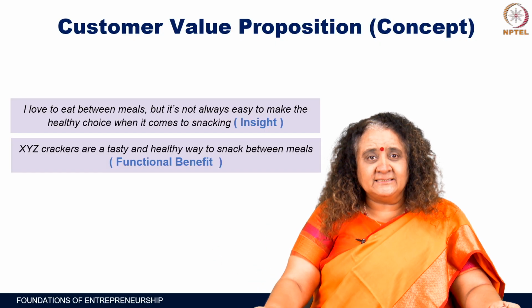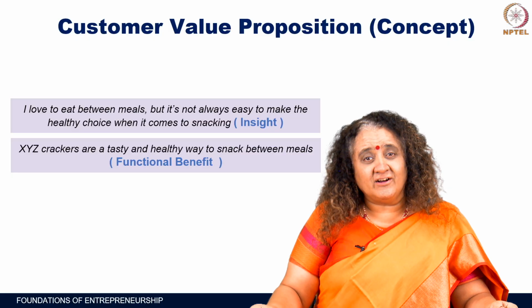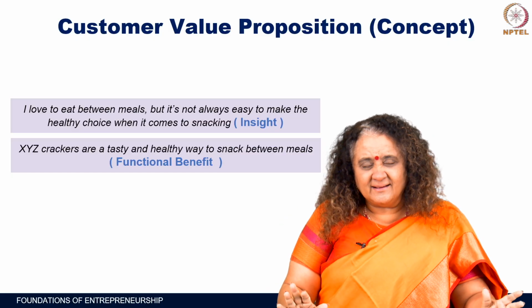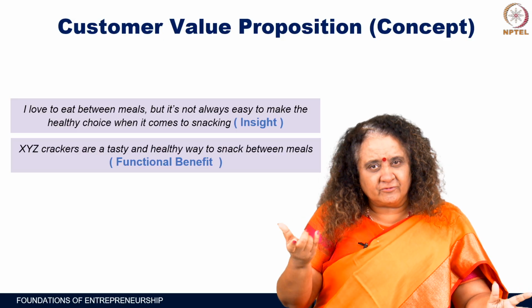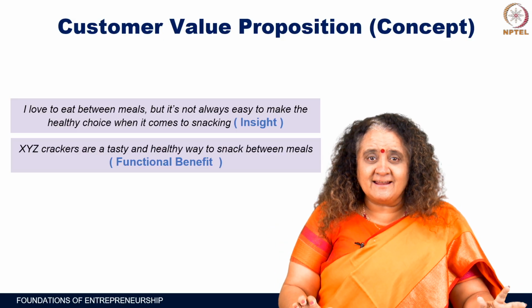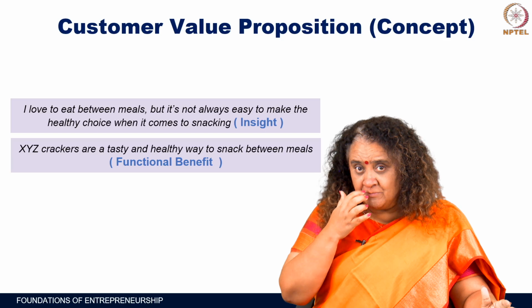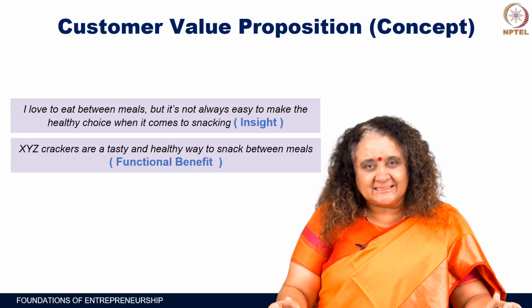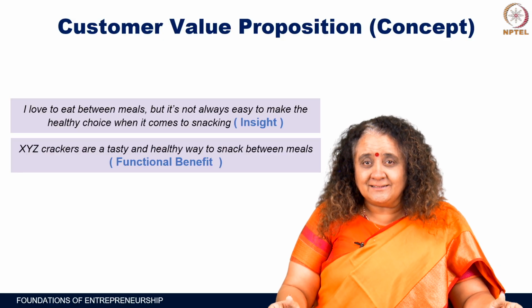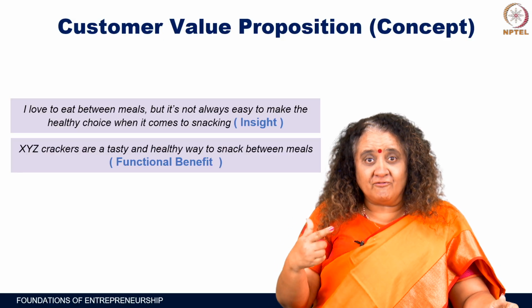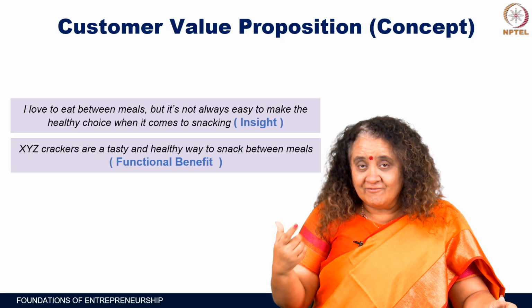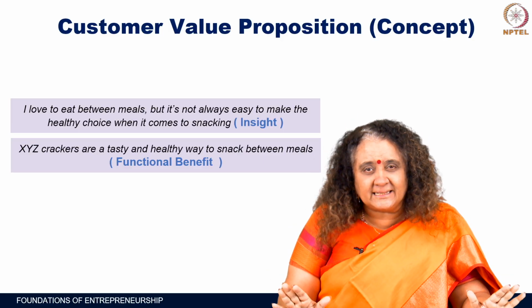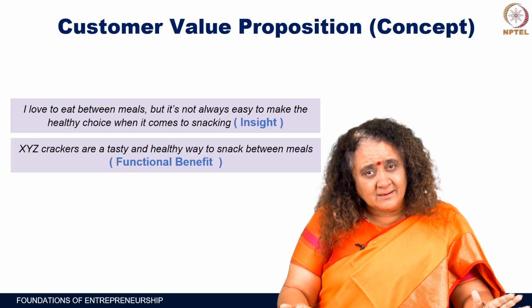We then went and said, this is the functional need that our product can offer. Just the name XYZ, XYZ crackers. Crackers are a type of biscuit. They are a tasty and healthy way to snack between meals. So, when you talk about biscuits, customers don't need to be told that they are tasty. They do know they are tasty. So, we need to build the promise of why we are saying they are healthy. For tasty, we don't need to really build, although there are some categories where you need to build the taste dimension. Here we needed to build the health dimension.